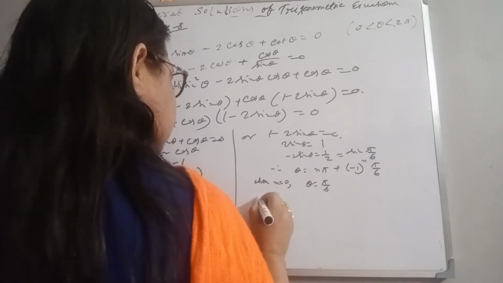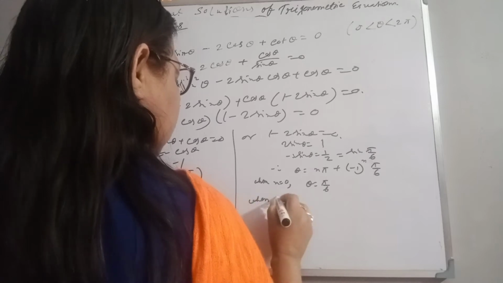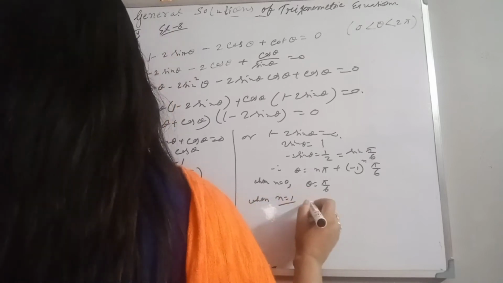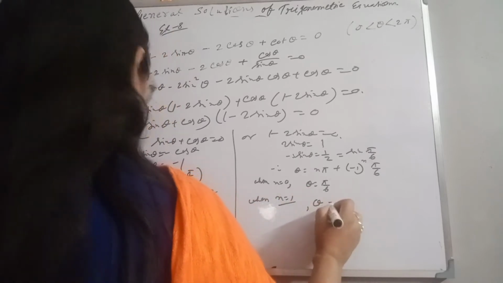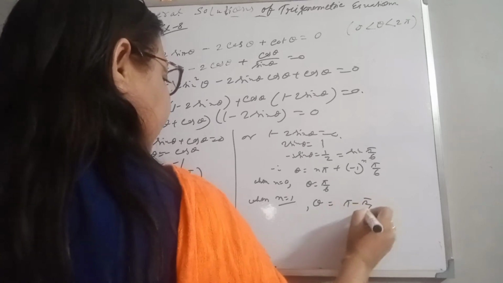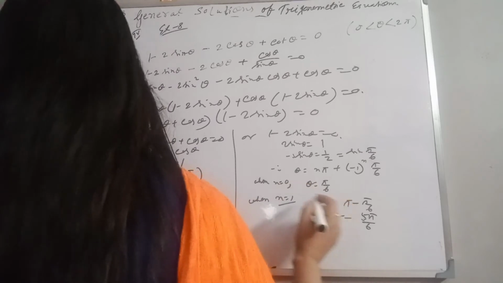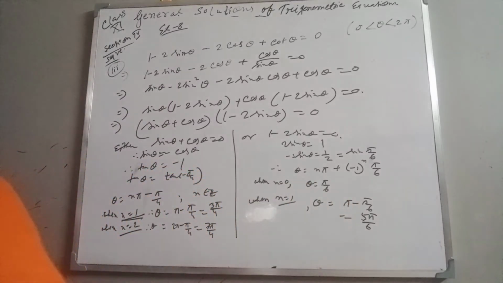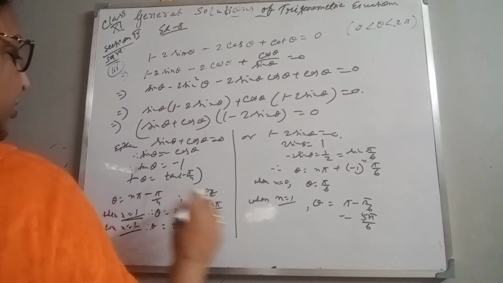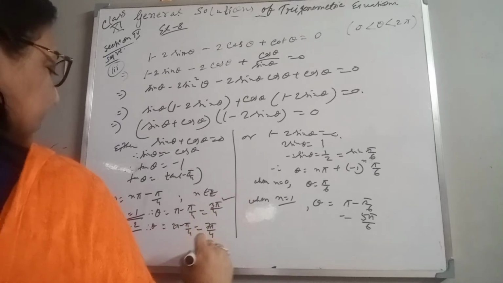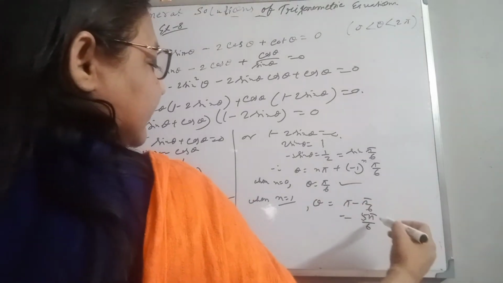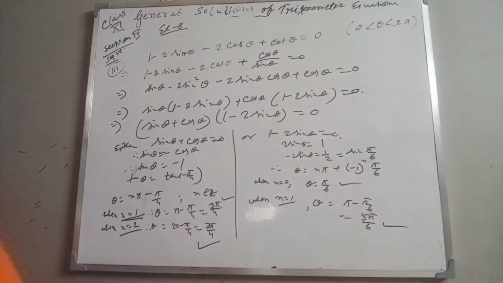When n is equal to 1, then theta is pi minus pi by 6, 6 pi minus pi, it is coming 5 pi by 6. Okay, so the required solutions are 3 pi by 4, 7 pi by 4, pi by 6, 5 pi by 6. These are the values. I think now it is clear to you.